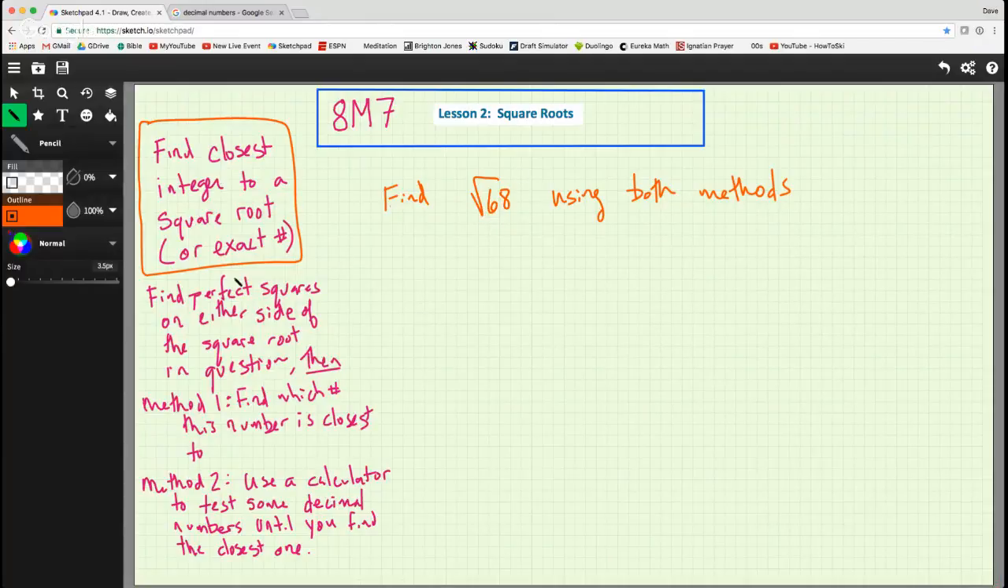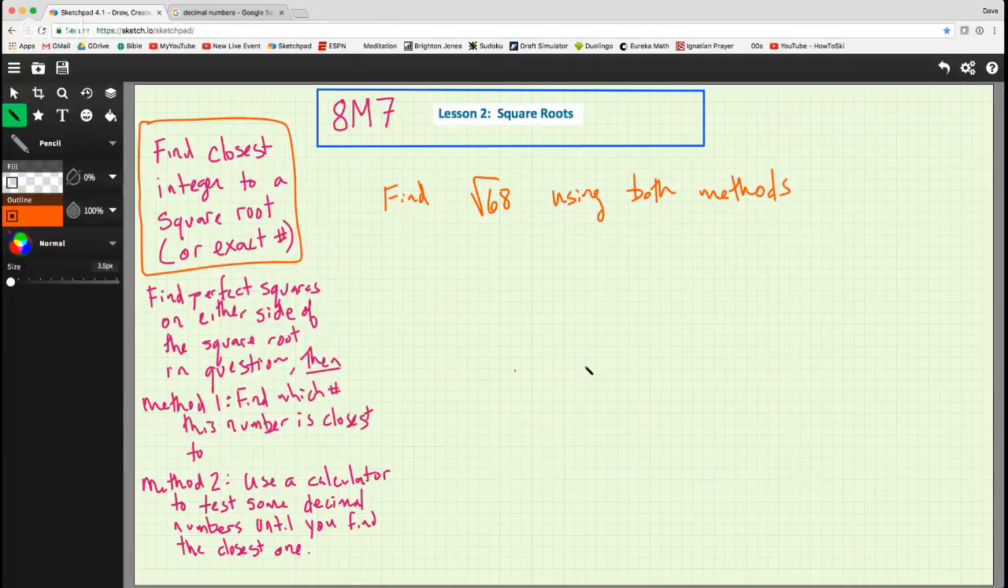So there's 2 ways that we can find the closest integer to a square root. And I'm going to tell them to you right now. They're kind of similar, but slightly different. So to find the square root of a number, you find the perfect square on either side of the square root.